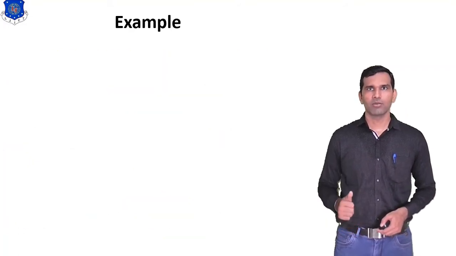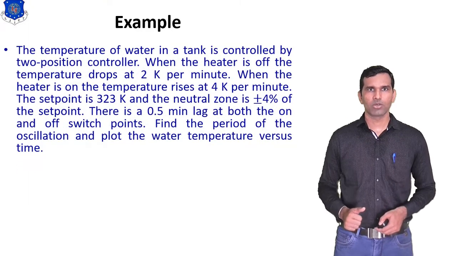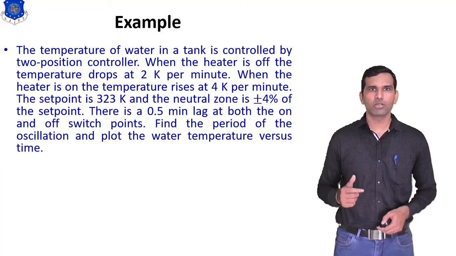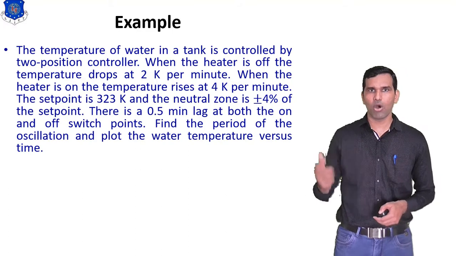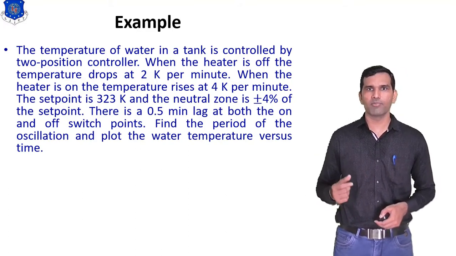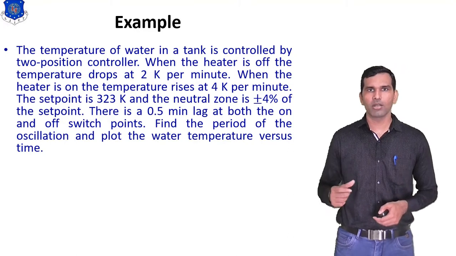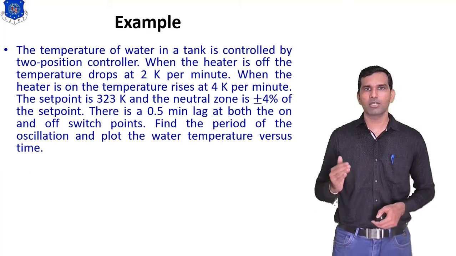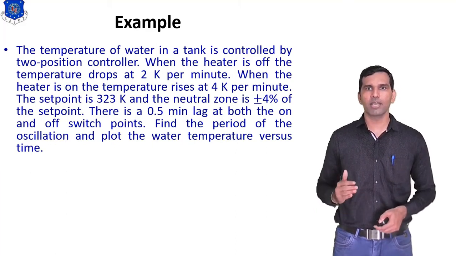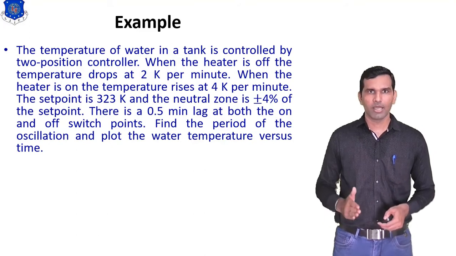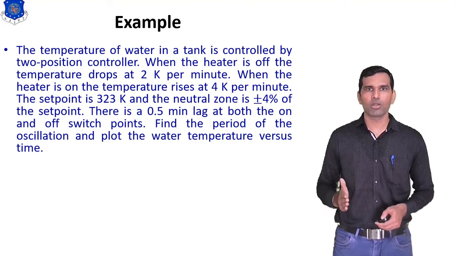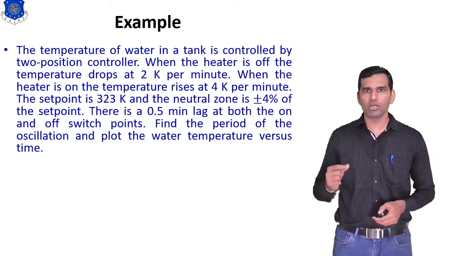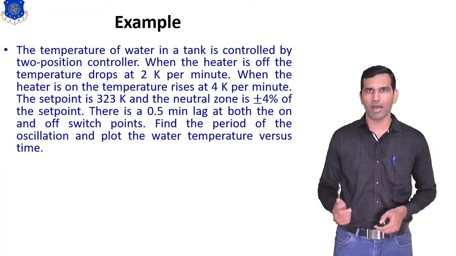Now we understand with the help of a second order example. So here we have given the temperature of water in the tank is controlled by the two position controller. When the heater is off, the temperature drops at 2 Kelvin per minute. When the heater is on, the temperature rises at 4 Kelvin per minute. The set point is 323 Kelvin and the natural zone is 4% of the set point. There is a 0.5 minute lag at both on and off switch points. Find the period of the oscillation and plot the water temperature versus time graph.